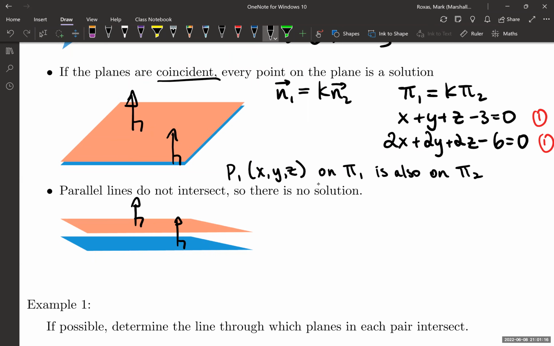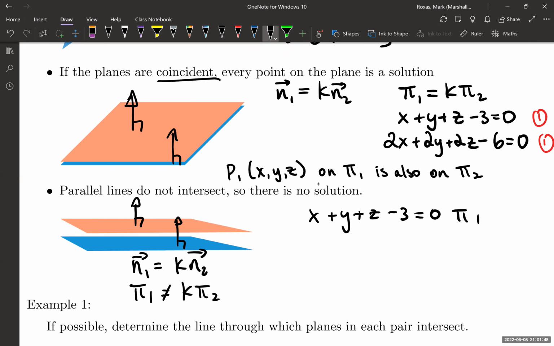So the difference between this third case and the second case is that n1 is still a scalar multiple of n2. The normals are still parallel to each other, but the equations that represent the planes are not scalar multiples of each other. So a coordinate point on one plane will not work in the equation of the other plane. An example is if I had x plus y plus z minus 3 equals 0 as the first plane, and then the second plane could be 2x plus 2y plus 2z. Oh, it looks very similar. It looks like a scalar multiple of each other until I do something like this.